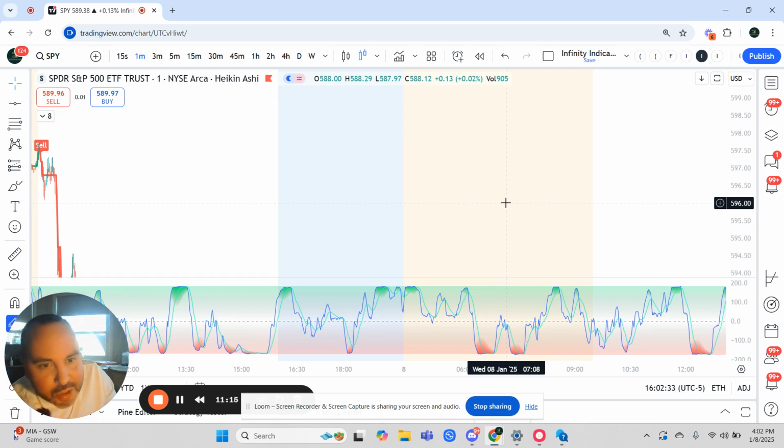But I think I did a good job explaining how these three work together. But if you guys have any questions in the comments, ask.